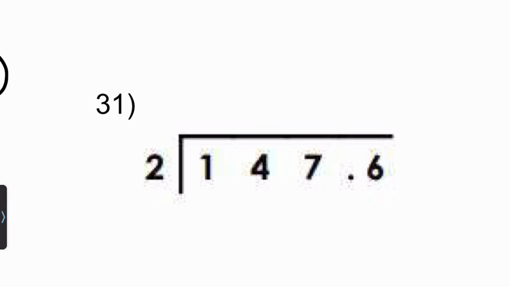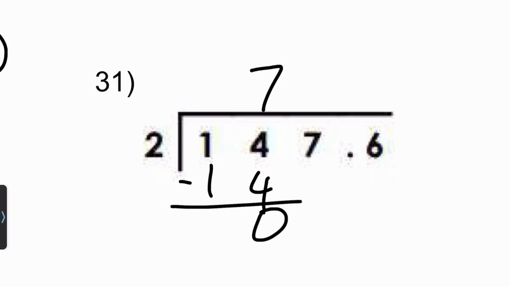Again, this time it's a bit different, because look, how many times does 2 go into 1? It doesn't. But we don't put a 0, because we can ask, how many times does 2 go into 14? Because it isn't a decimal point yet, right? So how many times does 2 go into 14? 7 times. 2 times 7 is 14. And you get the answer of 0.